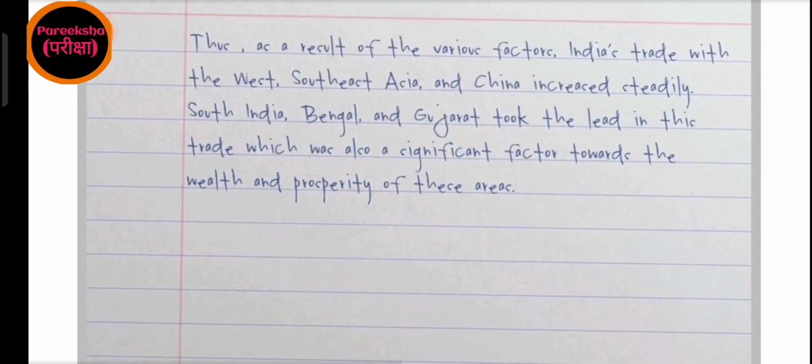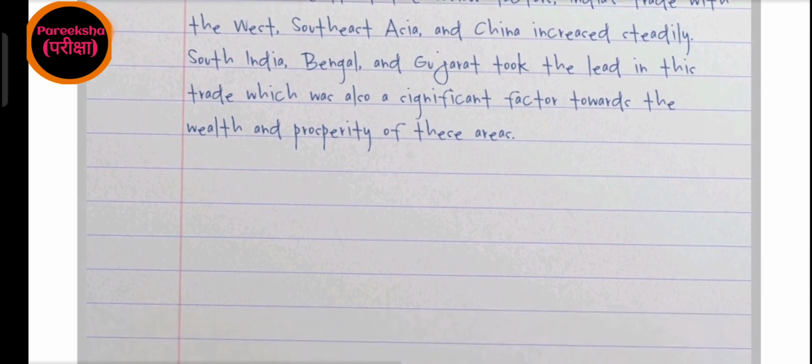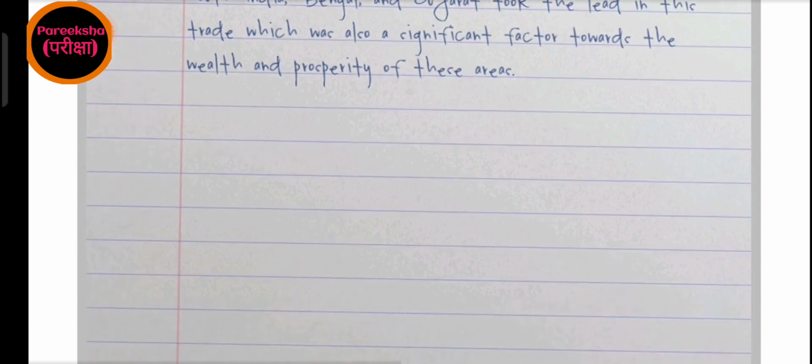Thus, as a result of various factors, Indian trade with the West, Southeast Asia and China increased steadily, and South India, Bengal and Gujarat took the lead in this trade, which was also a significant factor towards the wealth and prosperity of these areas.